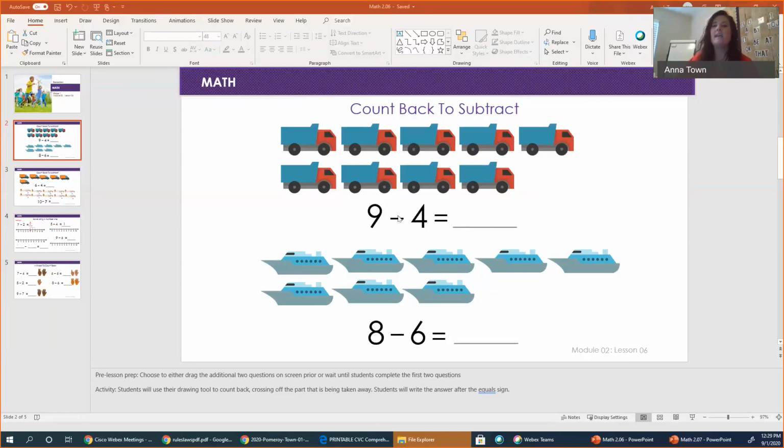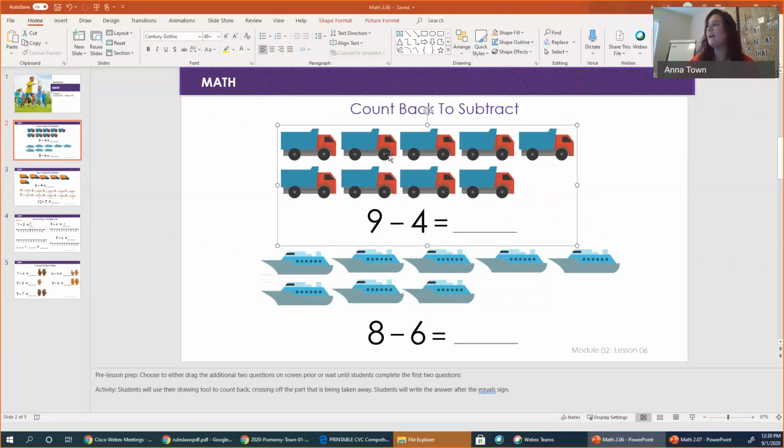You would draw counters. For us, they have pictures, but if you were doing it, you would draw counters. It says 9 take away 4. So they have 9 dump trucks drawn for us. And then you would cross them out if you were doing this on a piece of paper, but here I'm going to lift them away.